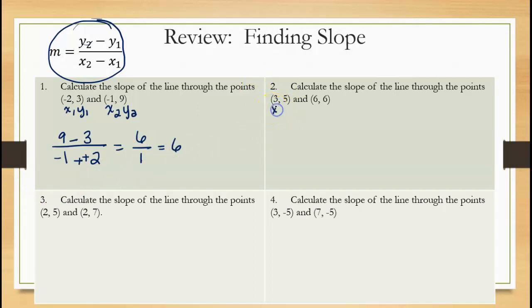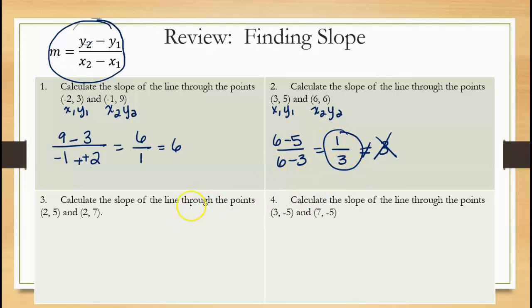For number 2, you should have started off by labeling x1 and y1, x2 and y2. So you should have subtracted your y's on the top and subtracted your x's on the bottom. 6 minus 5 is 1. 6 minus 3 is 3. Notice this is not equal to 3. 1 over 3 is a fraction because the numerator is smaller. We can't divide 1 by 3. If you had $1, you could not share that with 3 friends. Okay, you only have $1. It doesn't divide evenly.